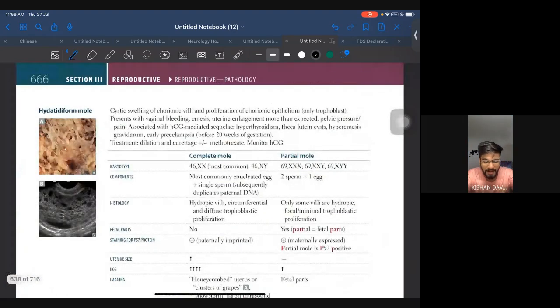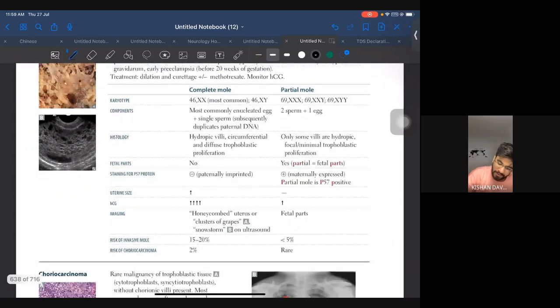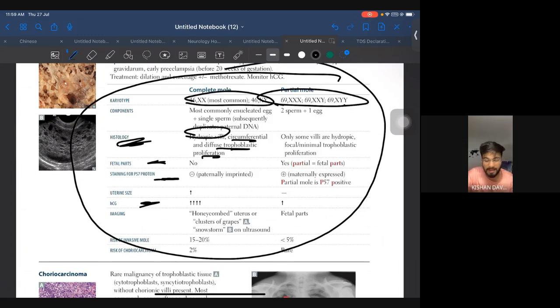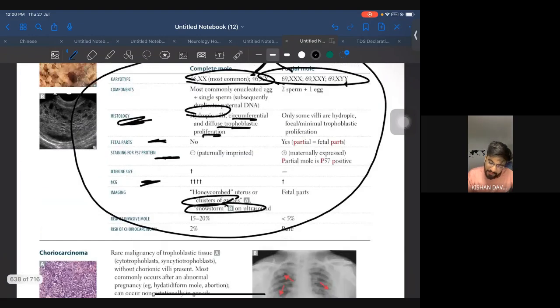Moving ahead, we have hydatidiform mole. Now again over here, they will be asking you the differences between all of them. Most commonly they will ask about HCG levels, fetal parts, whether it is paternal or maternal, and hydropic villi. They will give this in the question, so based on that you have to pick out whether it is a complete mole or a partial mole. Another thing, clusters of grapes and snowstorm on ultrasound, very important. So these differences you have to remember.